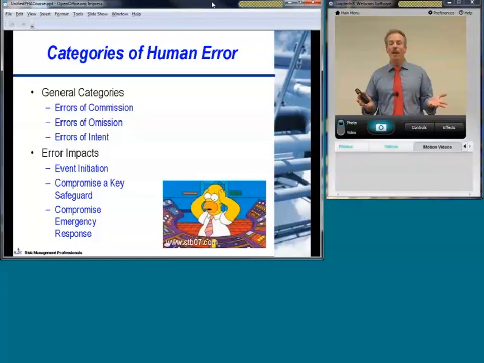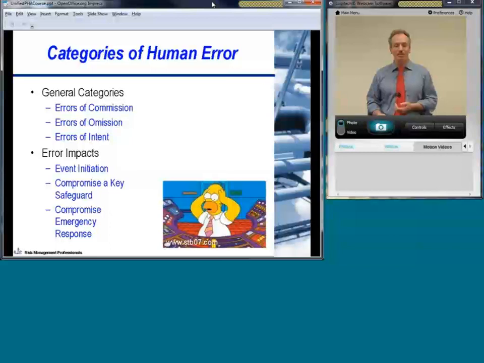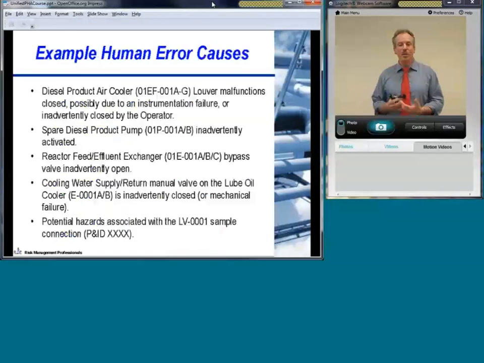The kind of impacts these have: the human error might initiate an event. It might compromise a key safeguard. If there's an important alarm and the operator has to take action, well, that operator action can have some error potential in there. Also compromised emergency response. If something is confusing, if the equipment doesn't work, and the operator has to take some alternative measures, these are all things that can have operator errors come into play. Typical causes, and I'll just throw out some general causes. A diesel air cool.